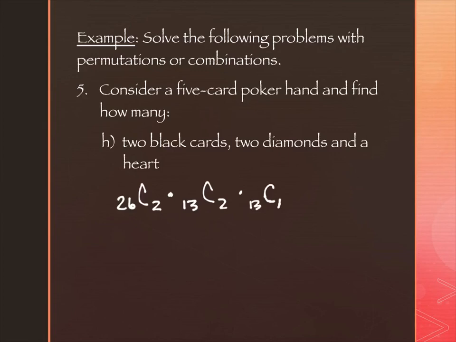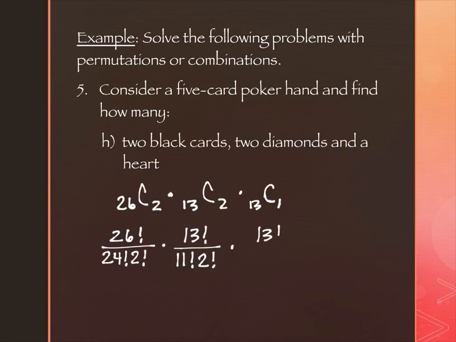Okay, so we're going to process this just like the others. We have 26 factorial on top. What's on bottom? 24 and 2. Good. Next one, 13 factorial on top. What's on bottom? 11 and 2. And the last one's another 13 on top. What's on bottom? 12 and 1. And all of those, of course, were factorials. Is everybody good?